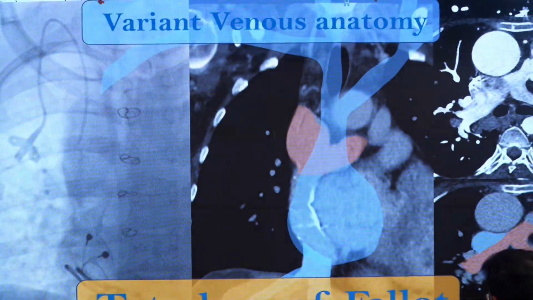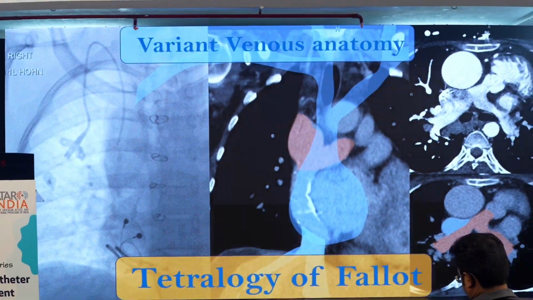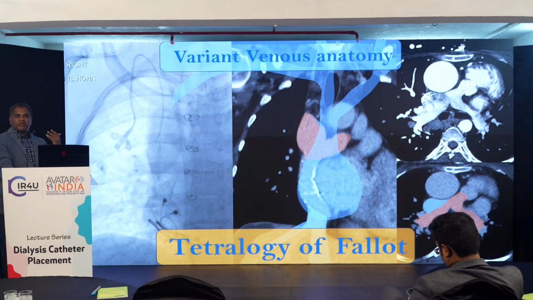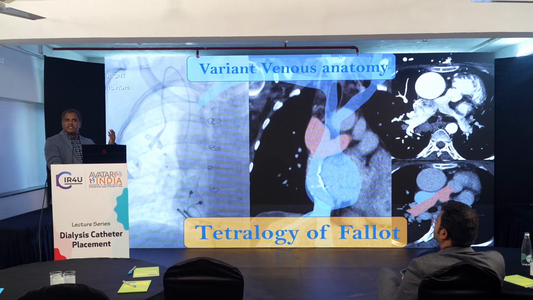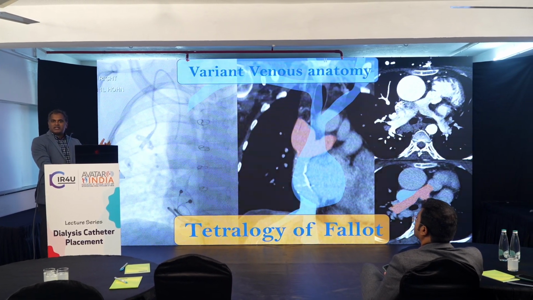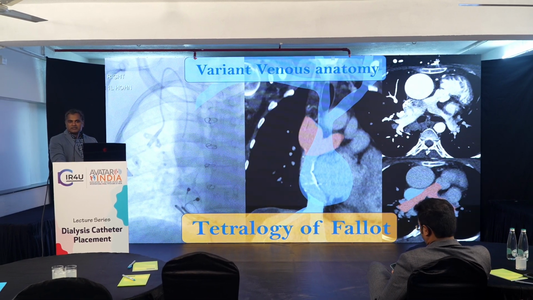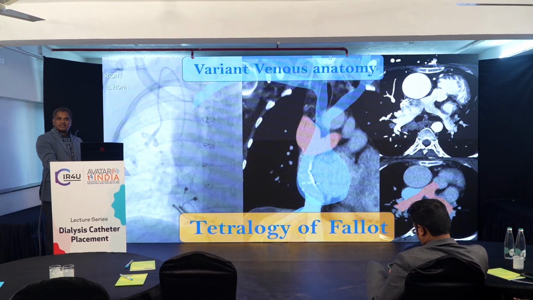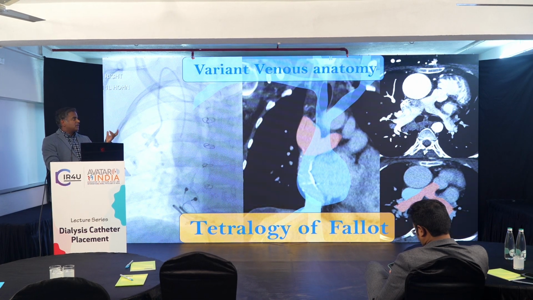So next comes tetralogy of Fallot. Days are gone when these kids never grew up. That's why we never see them in adult age. But with advanced cardiac techniques, they have a lot of surgical techniques where they do pulmonary artery to pulmonary vein connections. So these patients live their life to full term like us.